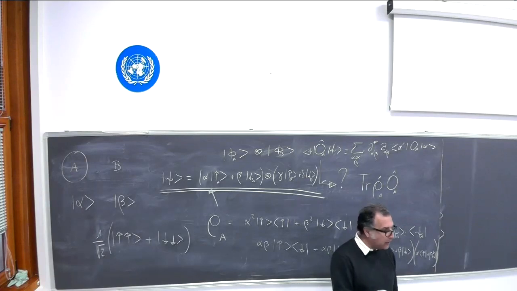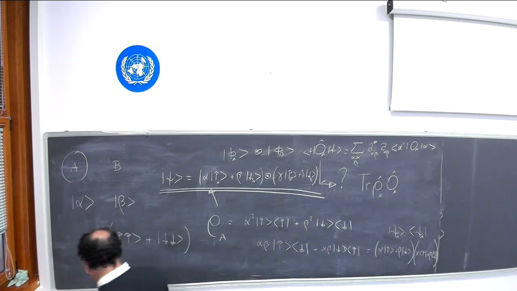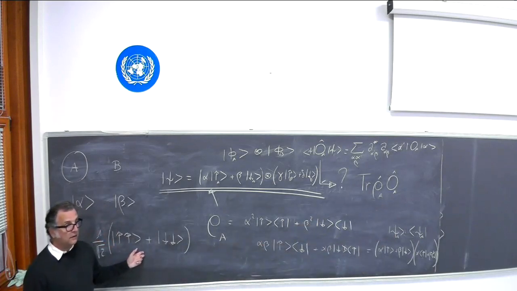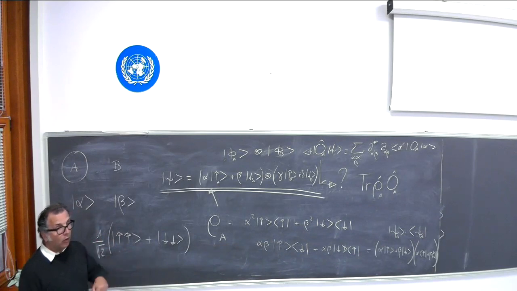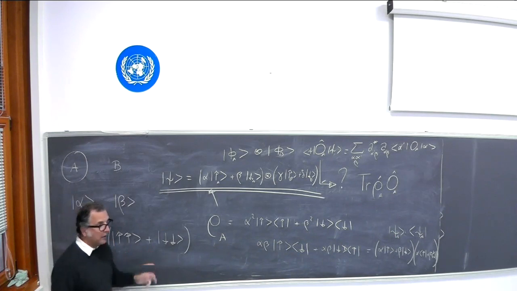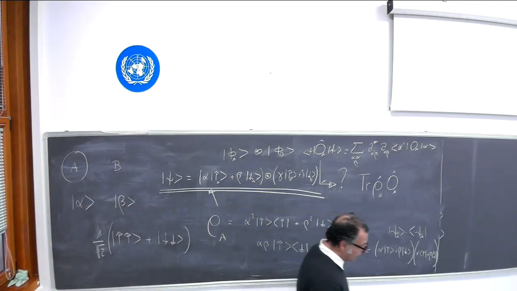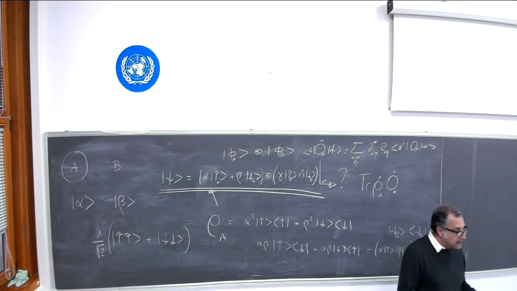So if you look at only one of them, you will lose this knowledge. For instance, in this particular case, if you compute the correlation in the z direction, you will see that the two spins are always parallel. However, when you trace out one of the two subsystems and you observe only one of them, you have no idea how to reconstruct this correlation. Okay.